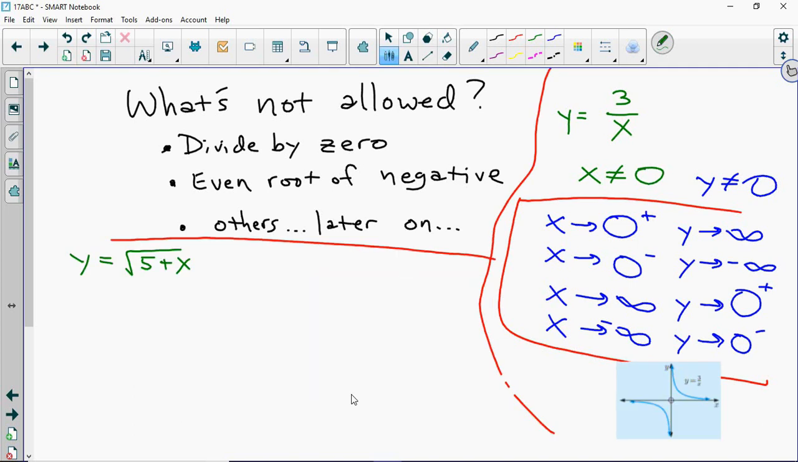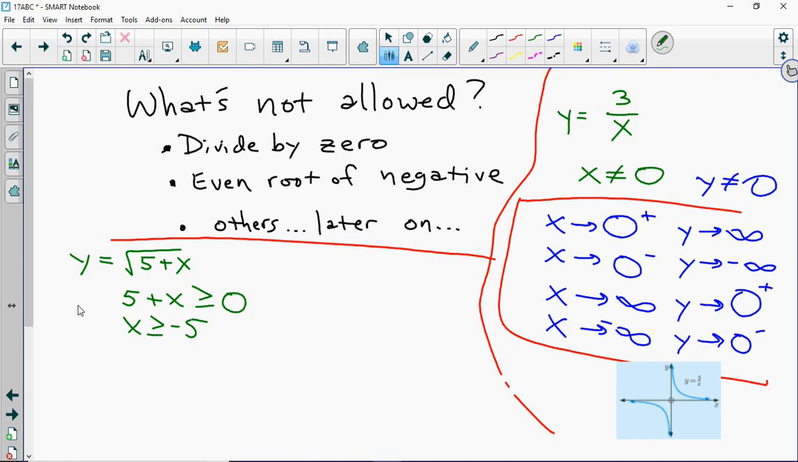Let's just do one more. What about this one? What's not allowed? Well, since we're taking a square root, what's inside of it can't be negative. So in other words, 5 plus x must be greater than or equal to 0. Getting x alone, this means that x must be greater than or equal to negative 5. And that will be our domain for this function.